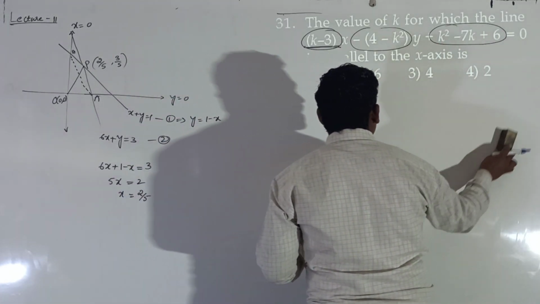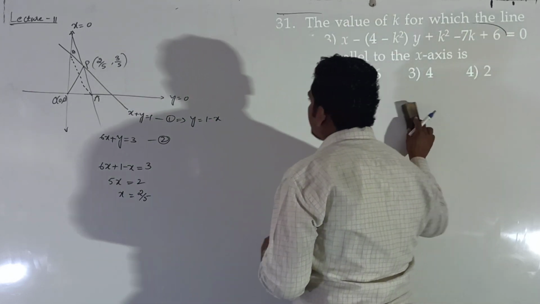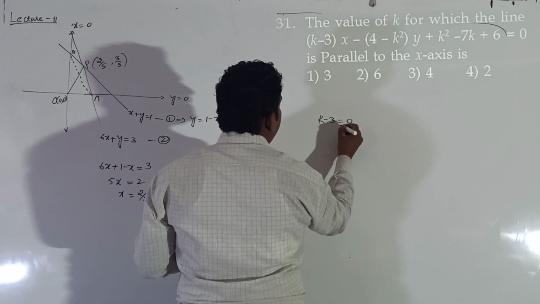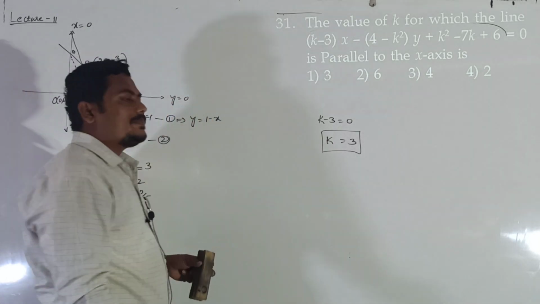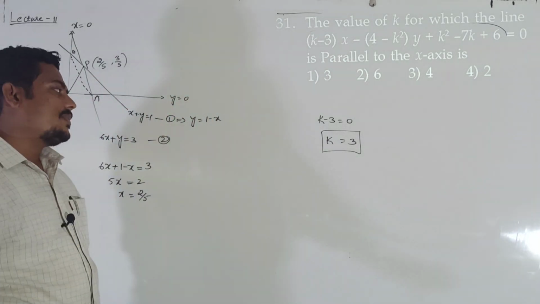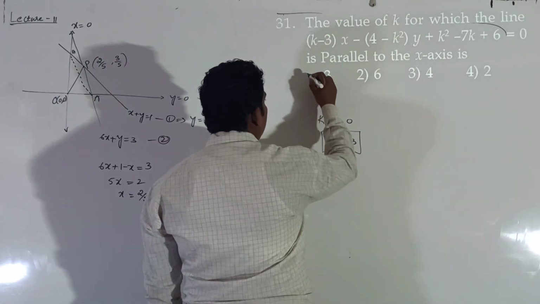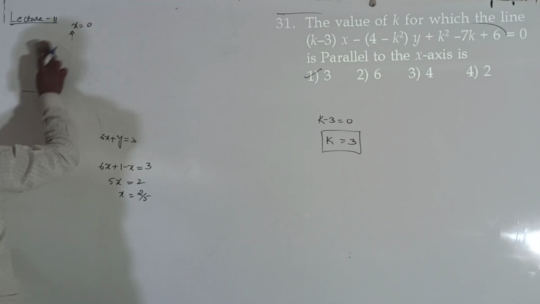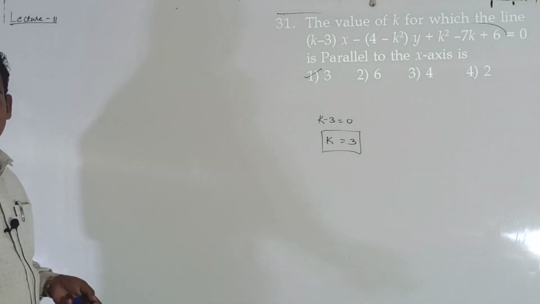In this case, what have they given? The line is parallel to x-axis means equate the coefficient of x to 0. k minus 3 equal to 0, so k equal to 3. Once the line is parallel to x-axis, the coefficient of x is 0. Coefficient of x is 0 only when k equal to 3. That is the first option, right? Next question.